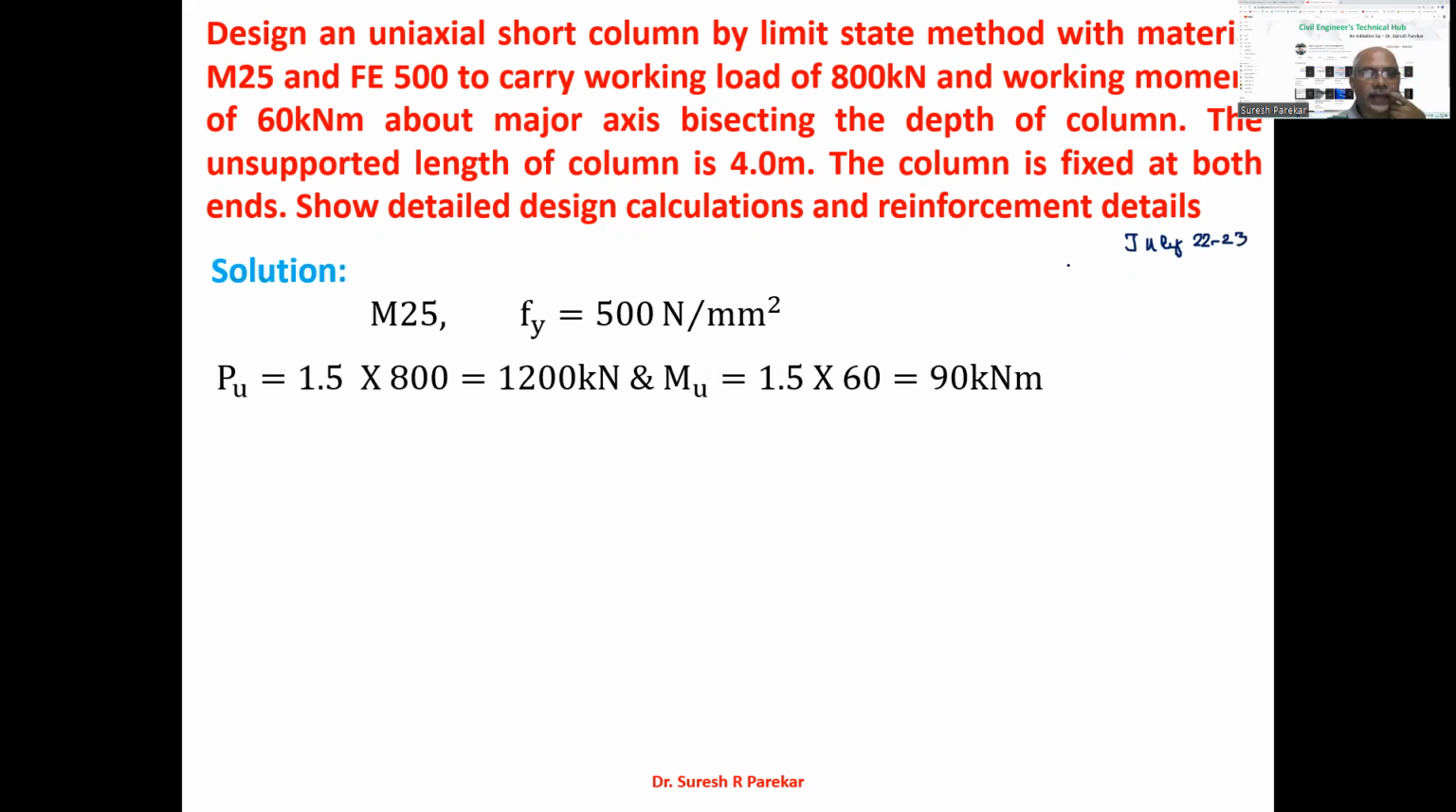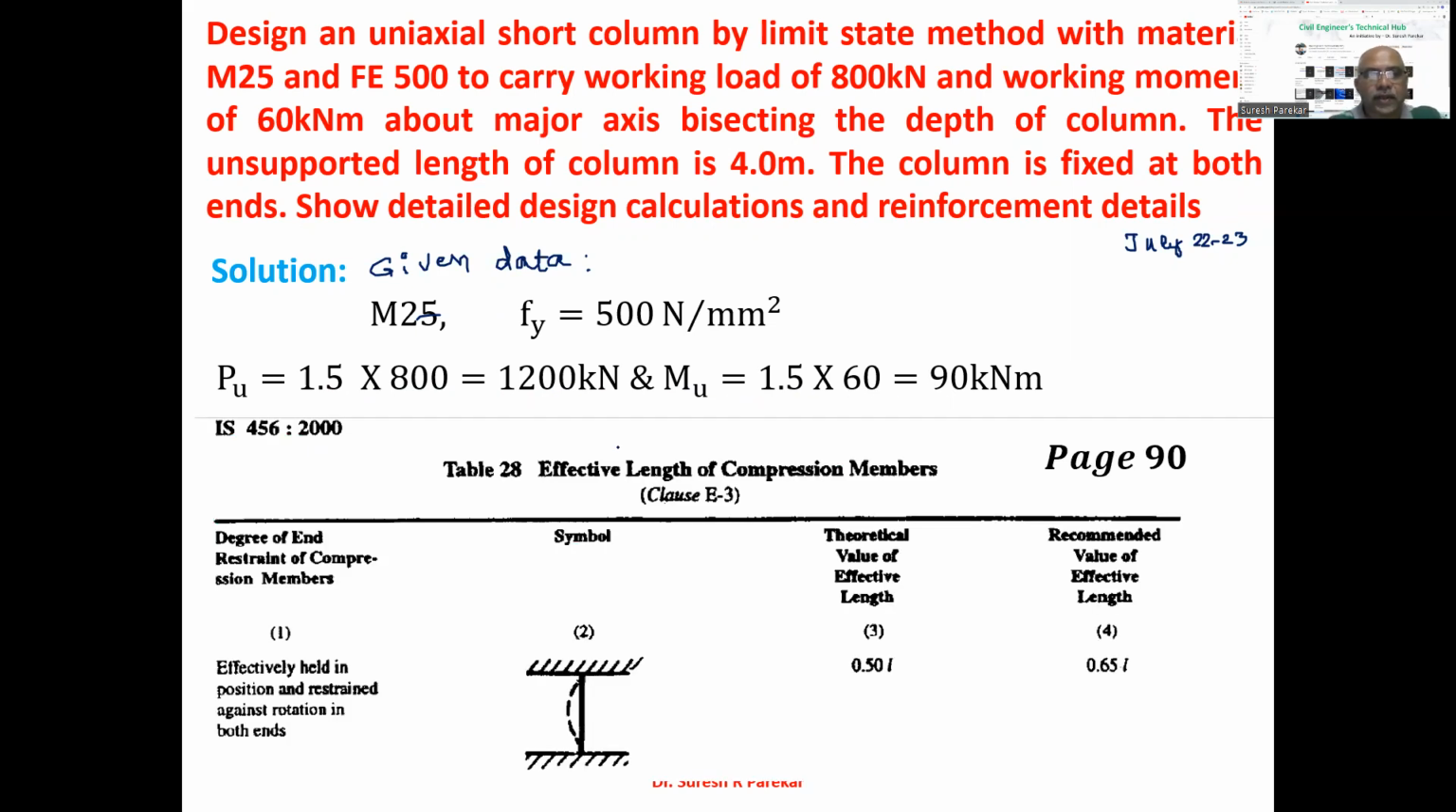So given data, you can see we have given M25, Fy 500. Pu, the working load, is given, so 1.5 into 800 is 1200 kilonewton. Mu, the working moment, is 1.5 into 60, that is 90 kilonewton meter.